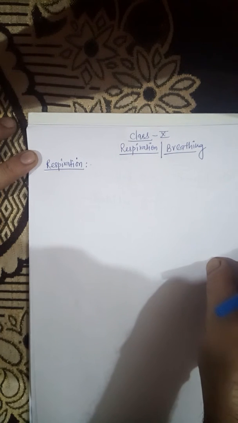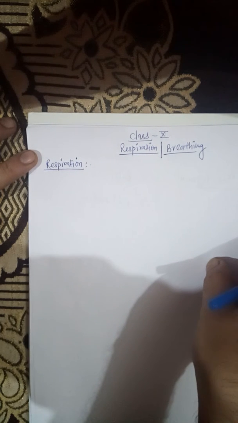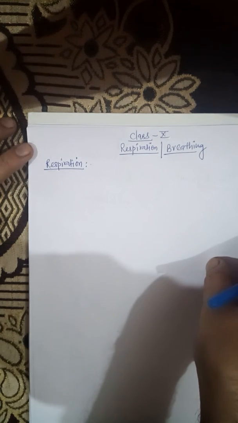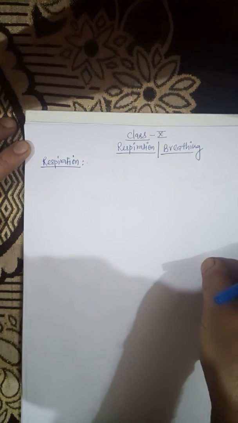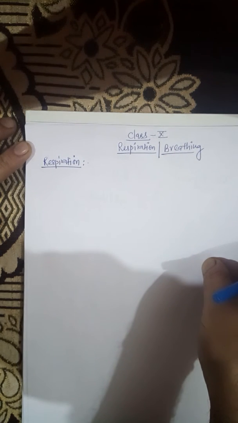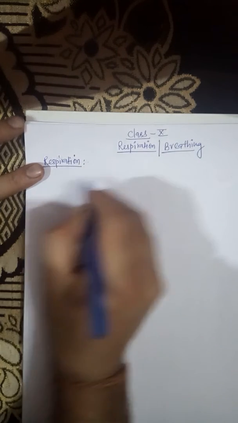Respiration is a process in which the glucose molecule breaks into water and CO2 and releases energy in the presence of oxygen or in the absence of oxygen. So this process is called respiration. I am writing the definition.